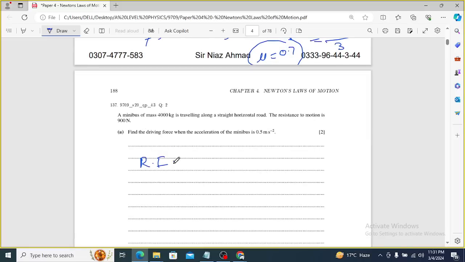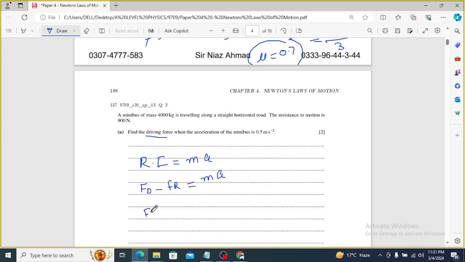So RF equals mass times acceleration. RF is the resultant force. Resultant force is the difference of the two forces. So you can say it's the driving force, the force with D, that is called the driving force, minus frictional force. I will write Fr for the frictional force, and Fd for the driving force, equals mass times acceleration. So I want to find my driving force.